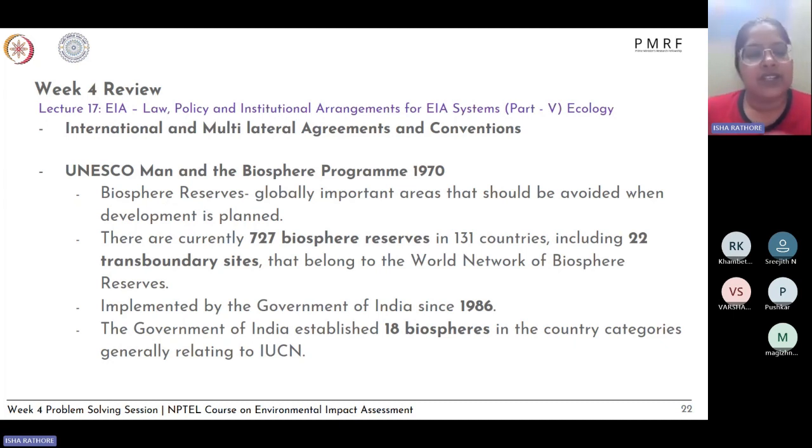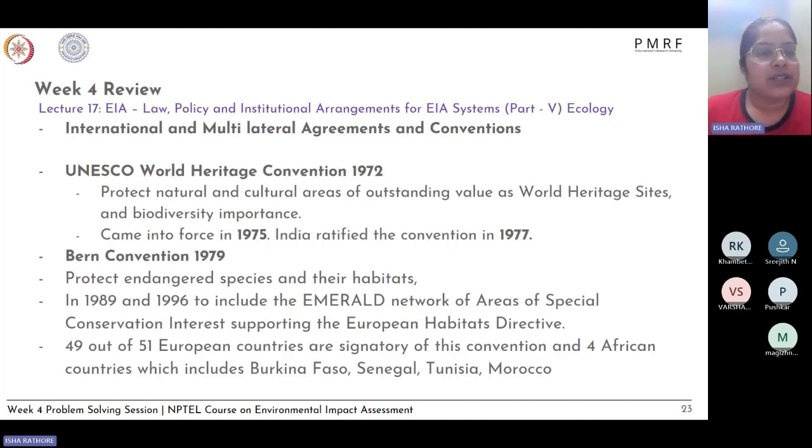The government of India implemented the UNESCO Man and Biosphere Program in 1986, and has established 18 biosphere reserves in the country, which relate to the IUCN. Then we also had the UNESCO World Heritage Convention of 1972. This was to protect natural and cultural areas of outstanding value as World Heritage sites and of biodiversity importance. It came into force in 1975, and India adopted this convention in 1977.